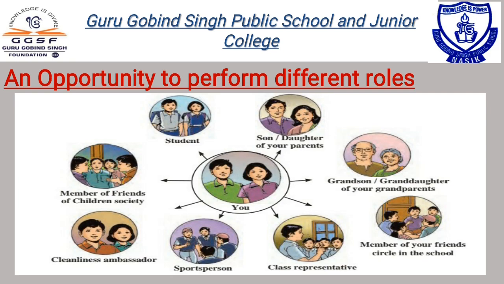It means when you are at home, you may be the son or daughter of your parents, the grandson or granddaughter of your grandparents. When you are with your family, you are one of the family members. When you are with your friends, you are one of the friends. When you are in the class, you may be the class representative, like a monitor. When you are in society, you are a member of your society. So society gives us an opportunity to perform different roles. Understand?